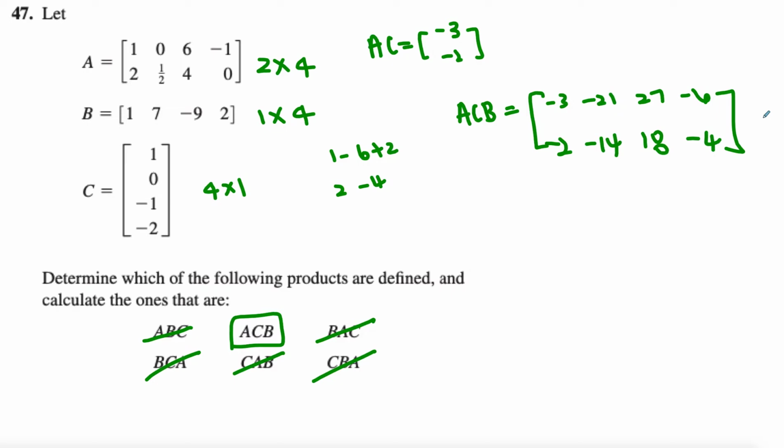So with that, you can see how we can multiply A, C, and then B at the end. But all the other orderings cannot be multiplied.